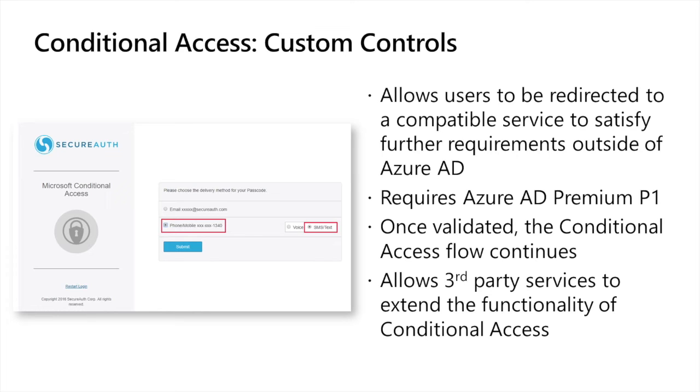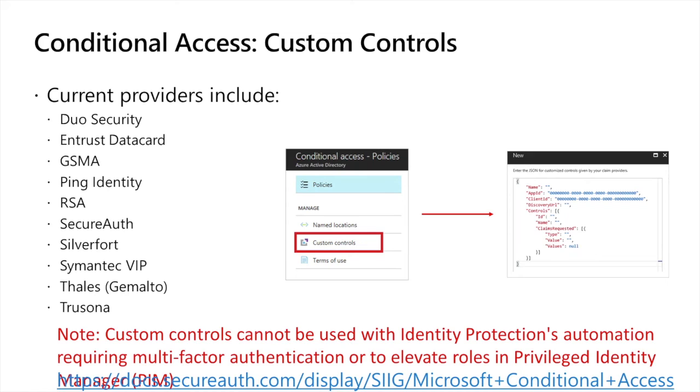So this allows users, as it says, to be redirected to a compatible service before they get access to Azure AD. Please note that it does require a P1 premium license, but once they're validated, the conditional access flow will then continue for that application. So it's perfect for additional services. So conditional access custom control, you can see that there are a huge number of providers already, and this list is actually growing longer and longer.